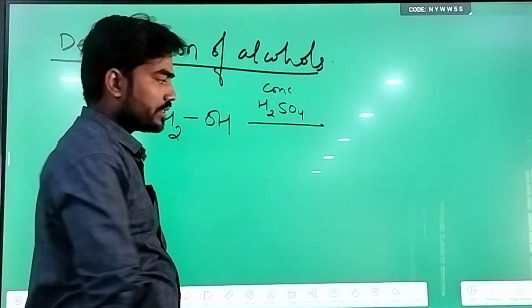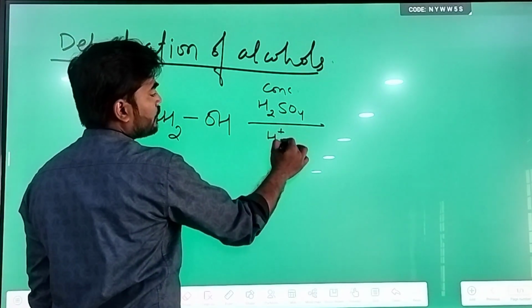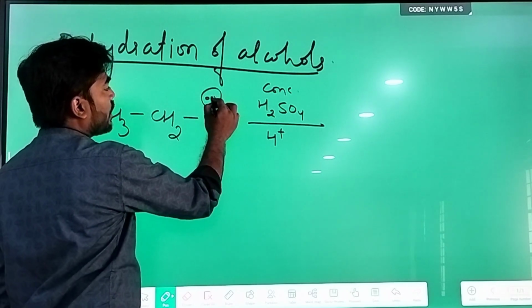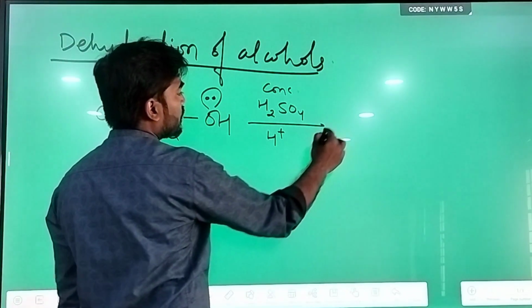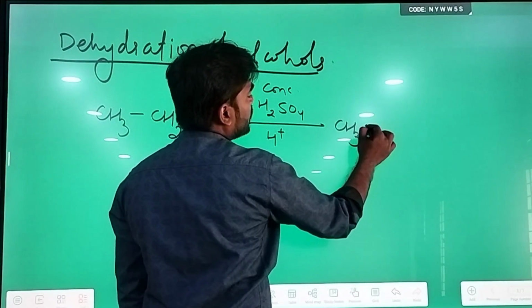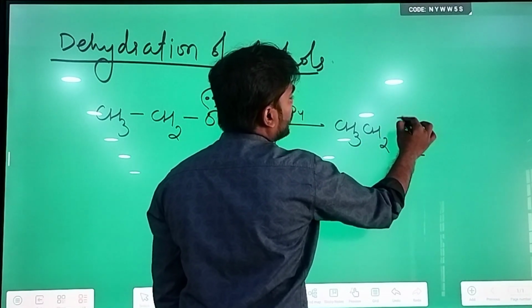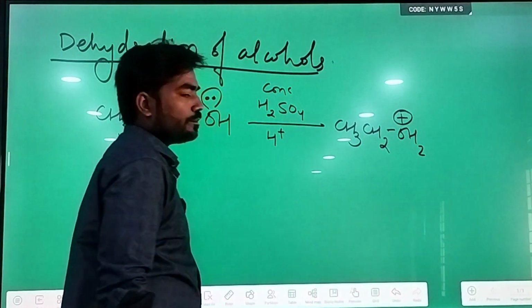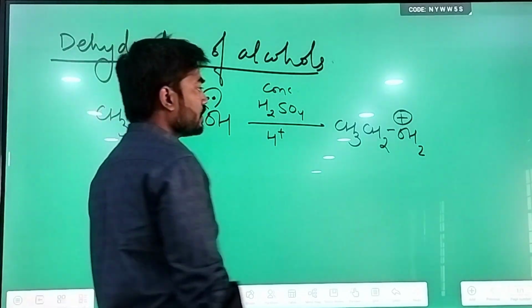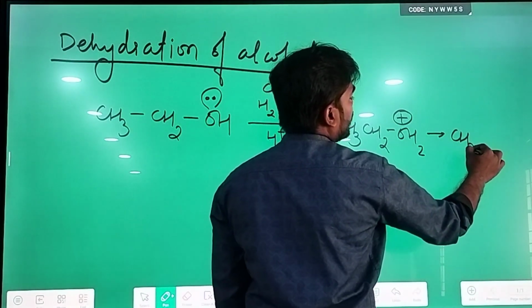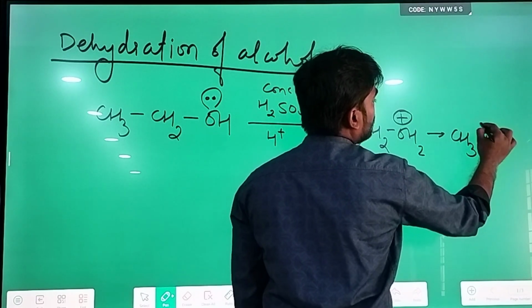H2SO4 being an acid will release H plus. This H plus will go and attack on the lone pair of OH minus. What will happen here? It will form OH2 positive ion. Now what happens? This water gets eliminated and a carbocation is formed.